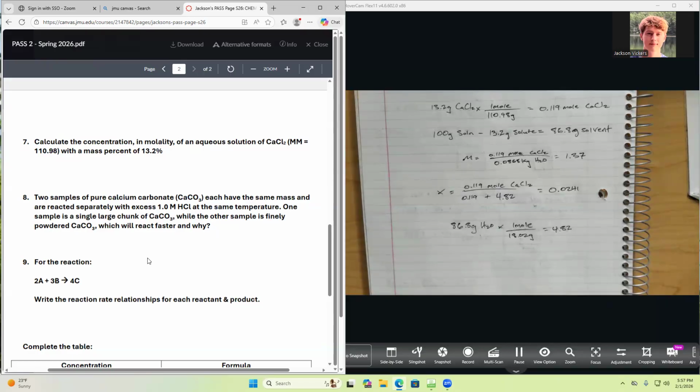One is a big, large chunk of calcium carbonate. The other is a sample that's finely powdered calcium carbonate. And I'm asking which one do we think is going to react faster and why? The why is the more important part. First off, what do we think? The powder or the block? Powder, yeah. And how come?